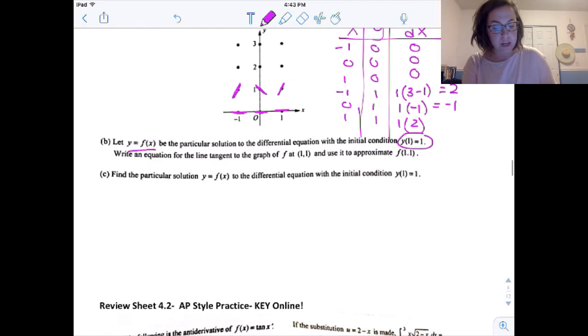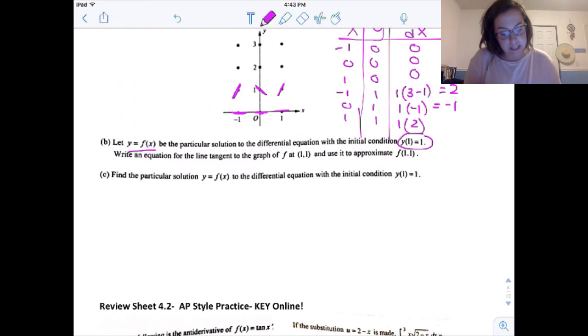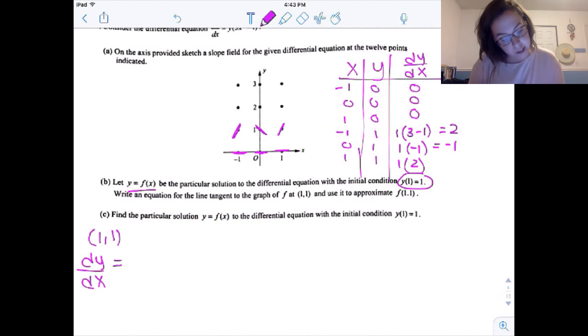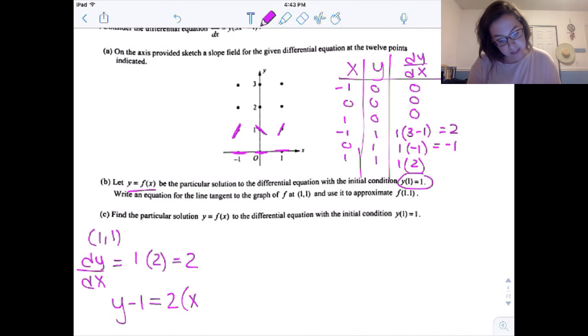So let's start with the tangent line. You need a point, you need a slope. So the point I know is going to be (1, 1), right? The slope, well, that's going to be dy/dx at (1, 1). So dy/dx is going to equal, at (1, 1), I said it was 1 times 2, which would be 2. So the equation of my tangent line would be y minus 1 is 2 times (x minus 1). And so that's the first part. Find the equation of the tangent line. Done.